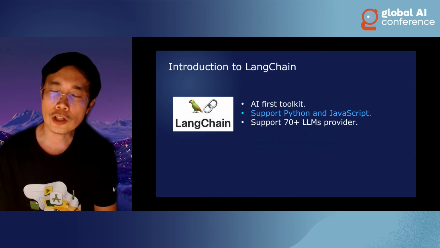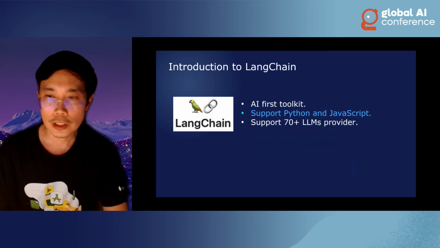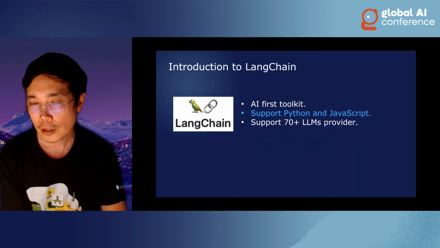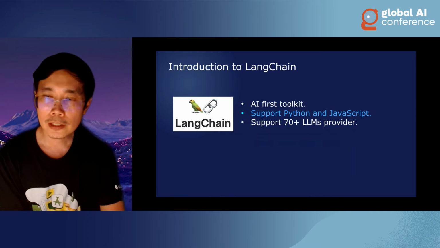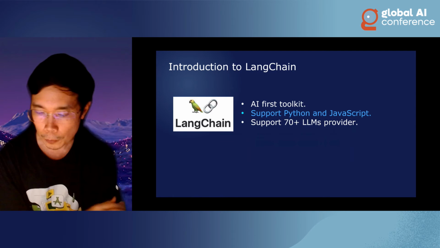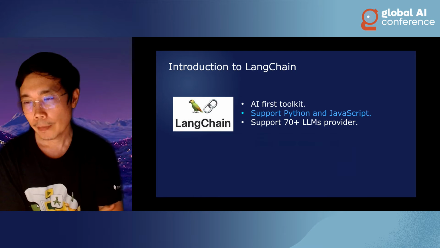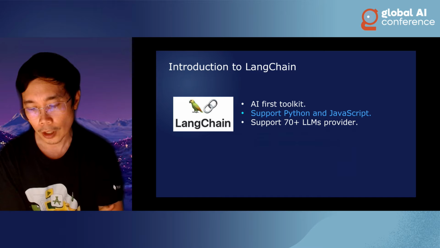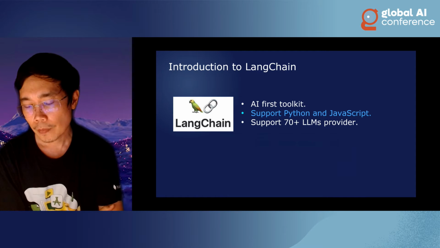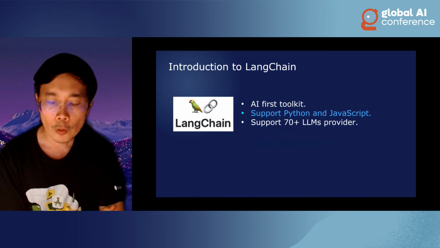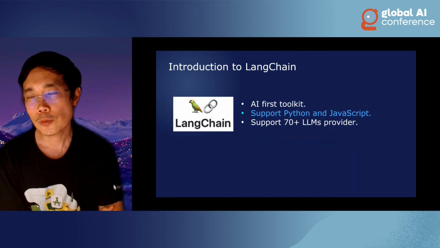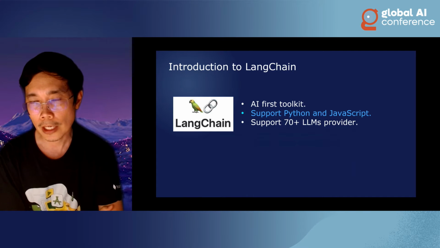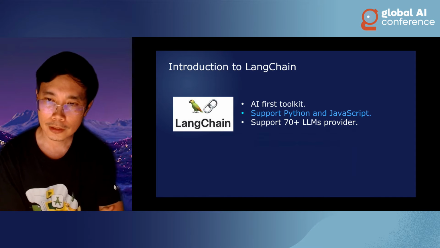And yeah, the last one is Langchain. Why are we going to use Langchain? Because Langchain is an AI-first toolkit that supports two languages, Python and JavaScript, and it currently supports 70 LLM providers, like OpenAI, Azure OpenAI, another LLM provider, or Google or AWS. So this is why we use Langchain, and Langchain also integrates vector search for MongoDB. That's why I would like to show you how to integrate them together in this section.